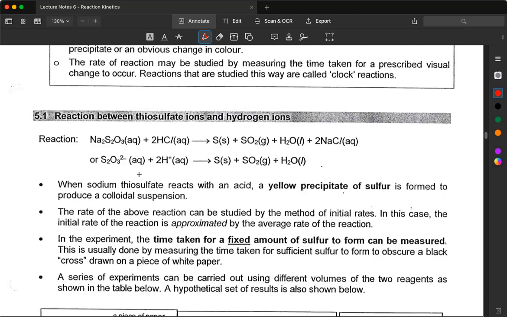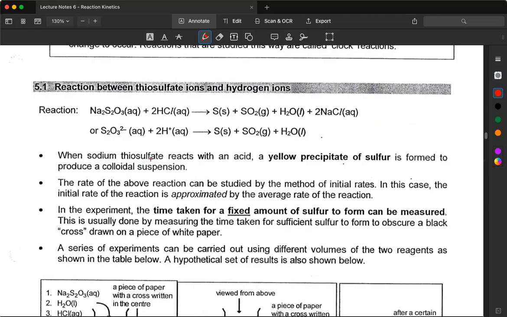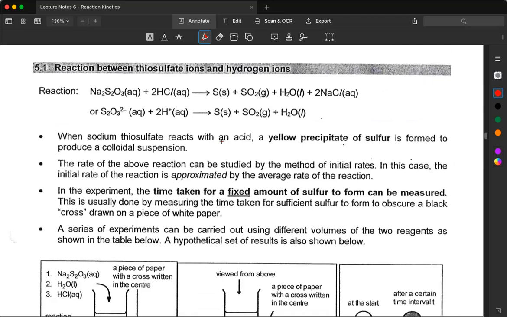You can either represent it in chemical equation form or ionic equation, both are fine. So when sodium thiosulfate reacts with acid, there is a yellow precipitate of sulfur. So this S is appearing as yellow, it's a yellow precipitate. Okay, it will form a suspension. And the rate of reaction can be studied by the method of initial rate.